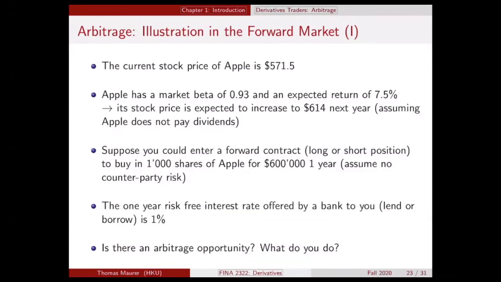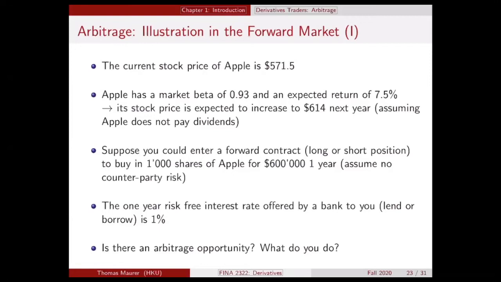The next thing I want to look at is something which is a little bit more likely to be observed in financial markets and a little bit more interesting. So let's suppose that the current stock price of Apple is $571.50. Let's suppose Apple has a CAPM beta, so a market risk exposure, of 0.93. This will imply that the expected return is 7.5%, or in other words, you expect the Apple stock price to increase from $571.50 to $614 after 1 year.